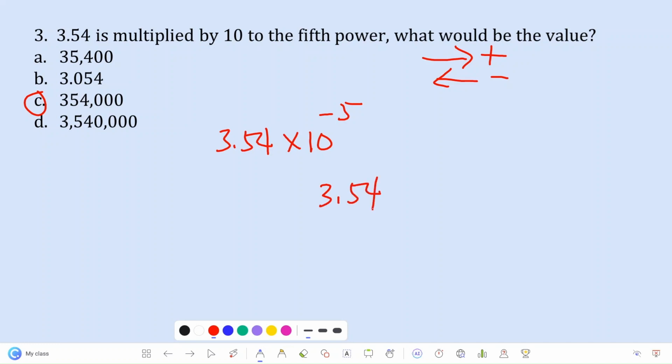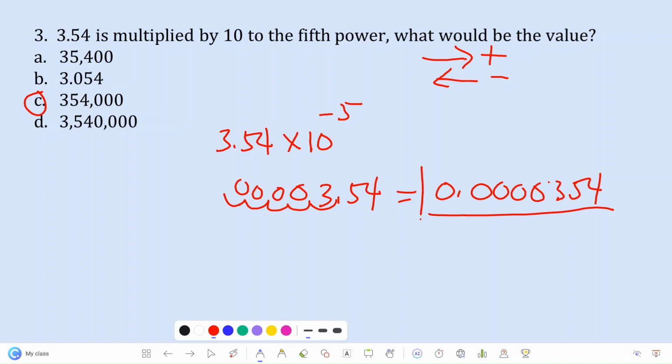So, we have here 3.54. So, to the left, we have 1, 2, 3, 4, 5. So, ito ay magiging equal to 0.0000354. So, this is 3.54 times 10 to the negative 5. Sana po nakuha ninyo. Ganun lang po kadali. If you're moving the decimal point to the right, that is a positive exponent. At kung you're moving the decimal point to the left, that is a negative exponent. So, ganyan po kadali ang scientific notation.